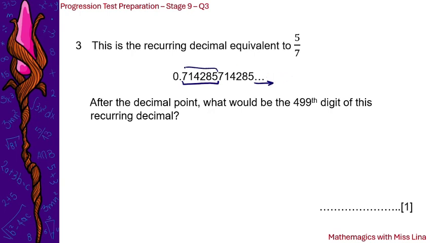So we have 6 digits in the period. This is what we call the period of a recurring decimal. After the decimal point, what would be the digit in the 499th position of this recurring decimal?